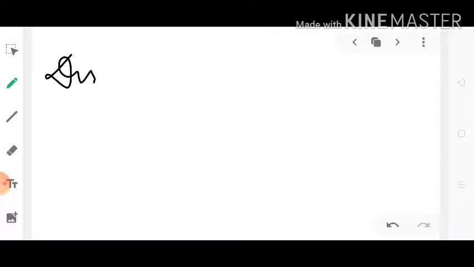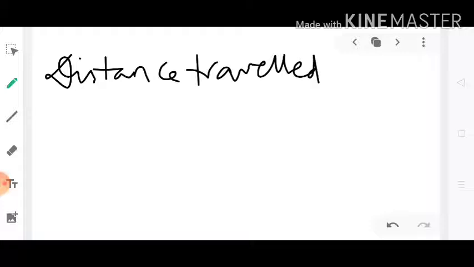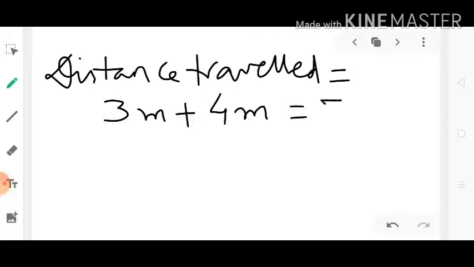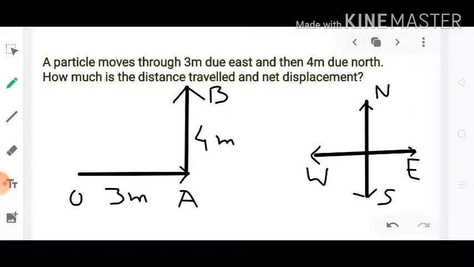So first of all, distance traveled. Now this will be equal to the total path length. So that is 3 meter plus 4 meter. It is equal to 7 meter. Now we know that distance doesn't depend upon direction. So we don't need to remember in which direction it was traveling for finding out the distance. So simply adding up the path length, that will give us the distance.